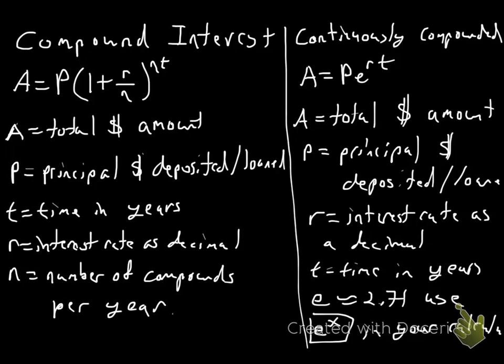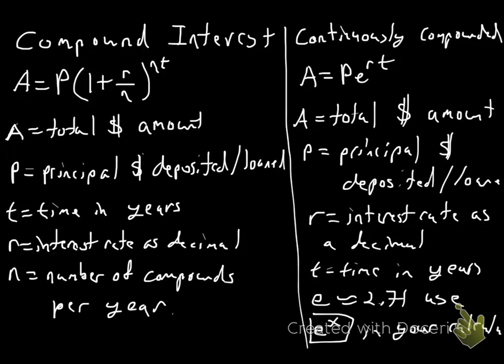Again, A stands for total dollar amount. PERT is also used for exponential growth and decay. So that'd be like the final amount of bacteria growth, or however much, if we have exponential decay, how much carbon-14 is left, for instance. P is going to be the principal dollar amount deposited or loaned, or it will be the initial amount of bacteria or radioactive substance or whatever you start out with.